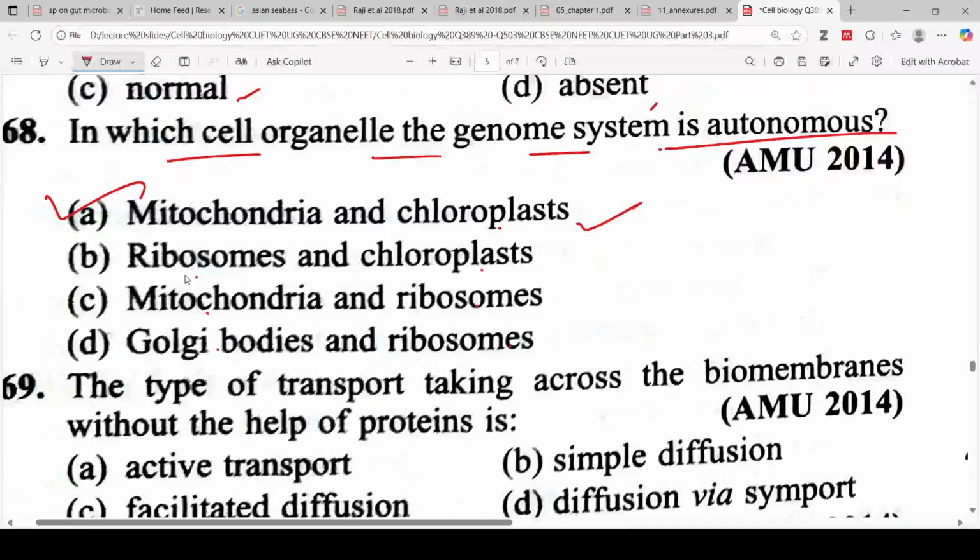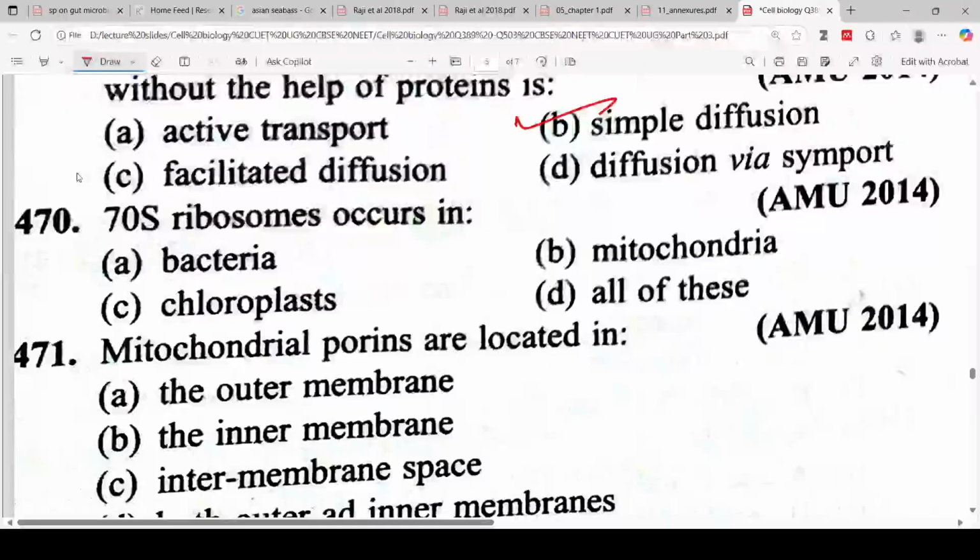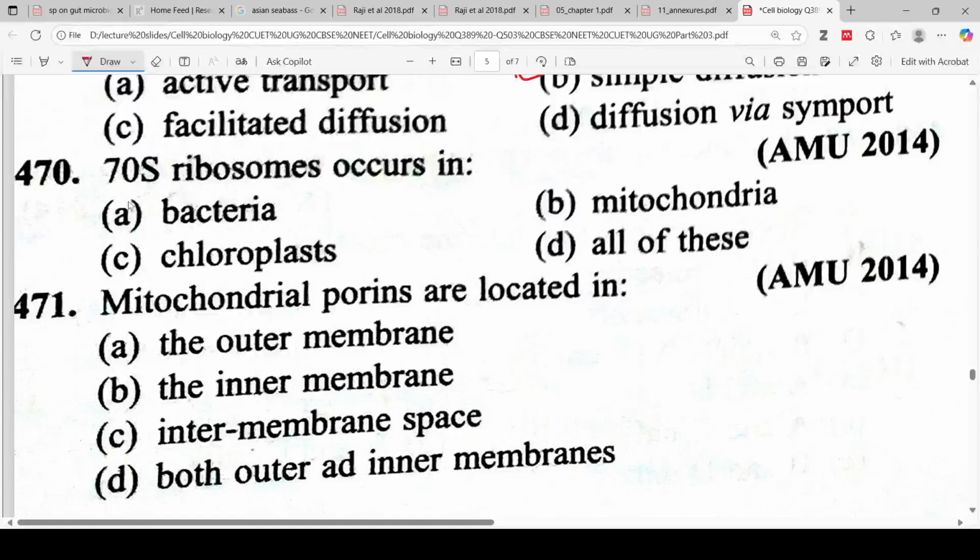Next question: the type of transport taking place across biomembrane without the help of protein. Simple diffusion will be the correct answer. And next question: 70S ribosomes occur in bacteria, mitochondria, and chloroplast. So the correct answer will be all of these.